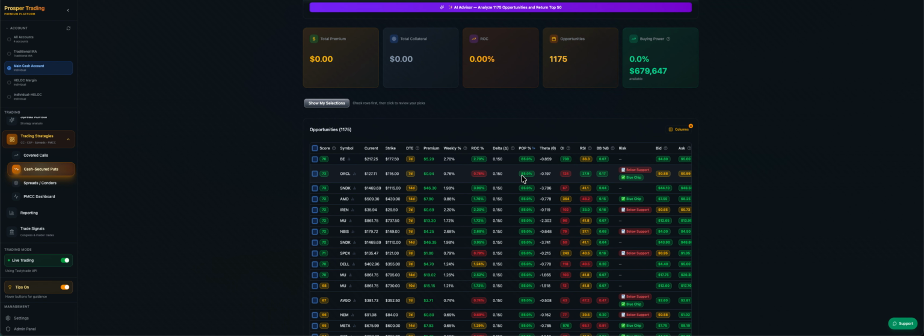So I want to be 85% assured that this contract that I sell is going to expire worthless. Now, if it doesn't expire worthless, you can see the current stock price for BE, for example, is 217. If it drops below 177.50, then I'd purchase this, basically, is what's happening.